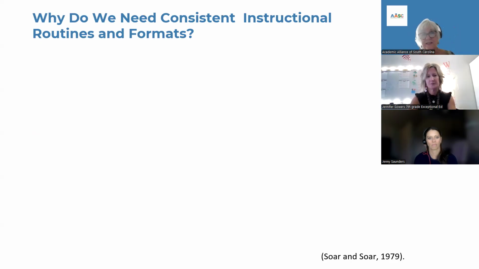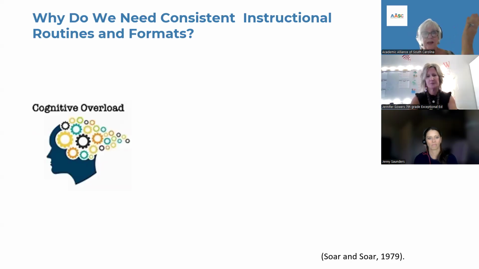Why do we need consistent instructional routines and formats? Well, one thing, and I have this myself sometimes, we know that when we put these in place, it reduces cognitive overload. And we know for students, particularly those who struggle, when you have students with executive functioning issues, this is crucial for them. It helps them to learn. They can really concentrate on all the important things.